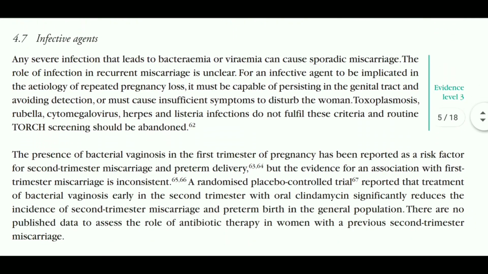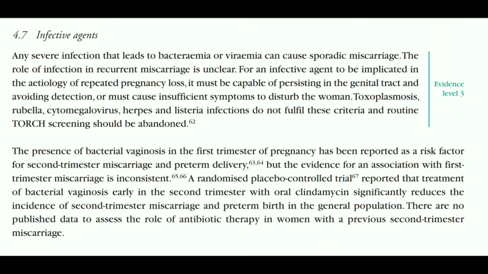Now coming to the role of infective agents. Any severe infection that leads to bacteremia or viremia can cause sporadic miscarriage, and the role of infection in recurrent miscarriage is unclear.